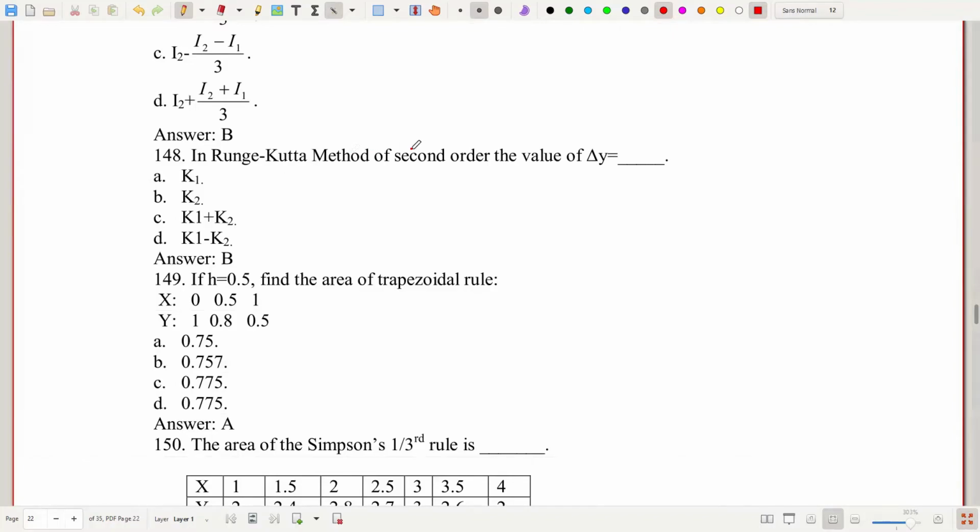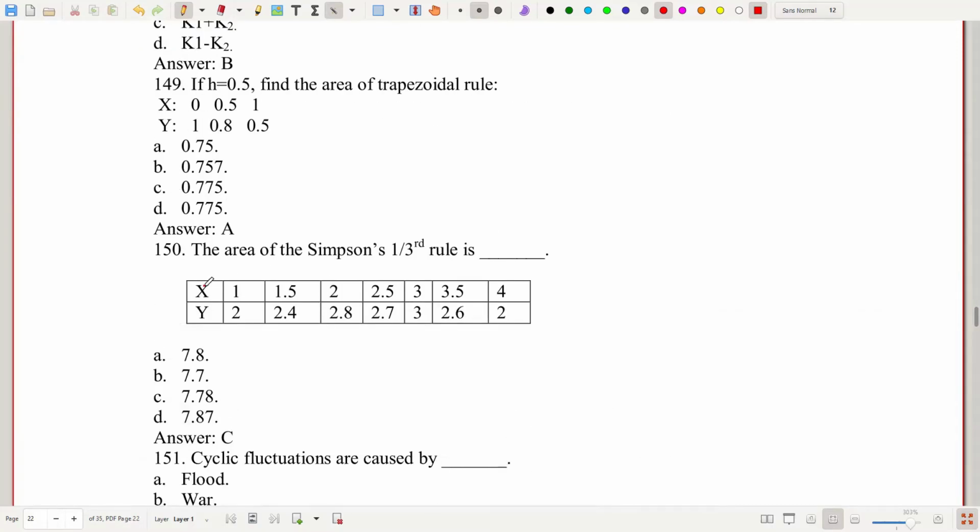In Runge-Kutta method of second order, the value of delta y is equal to obviously K2. If H is equal to 0.5, find the area of the trapezoidal rule. Here we have x and y, that means 0, 0.5 and 1, and y is equal to 1, 0.8 and 0.5. So obviously that one is the y0, that one y1, that one is the y2. So H is equal to 0.5.